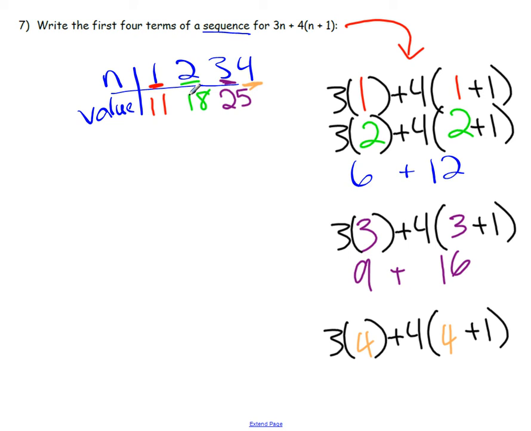So 3 times 4. Wow, that color's awesome. It's like gold. That's like a juice color. It's orange.